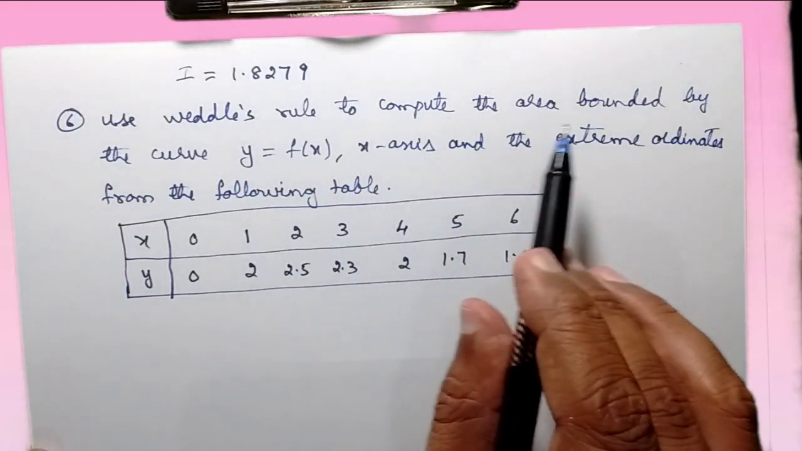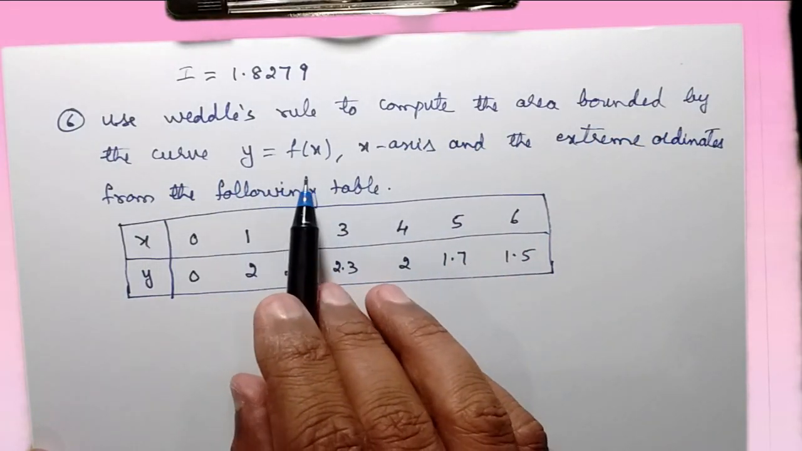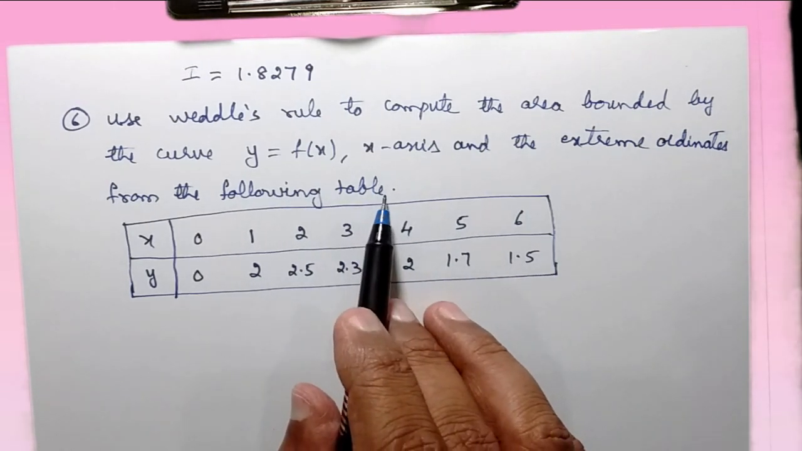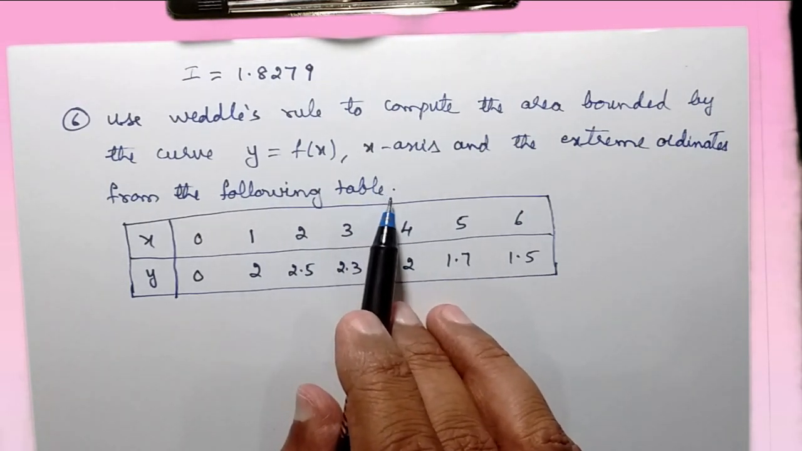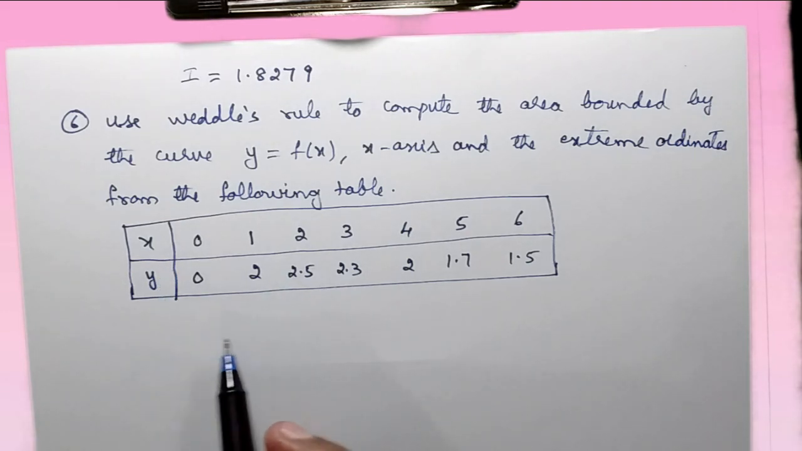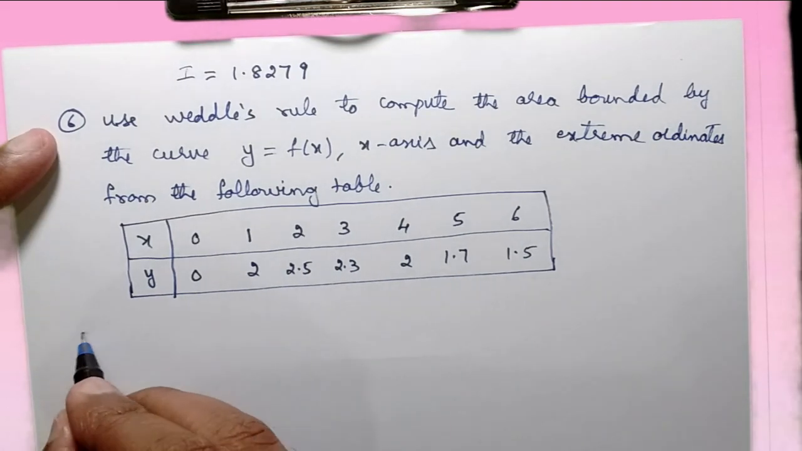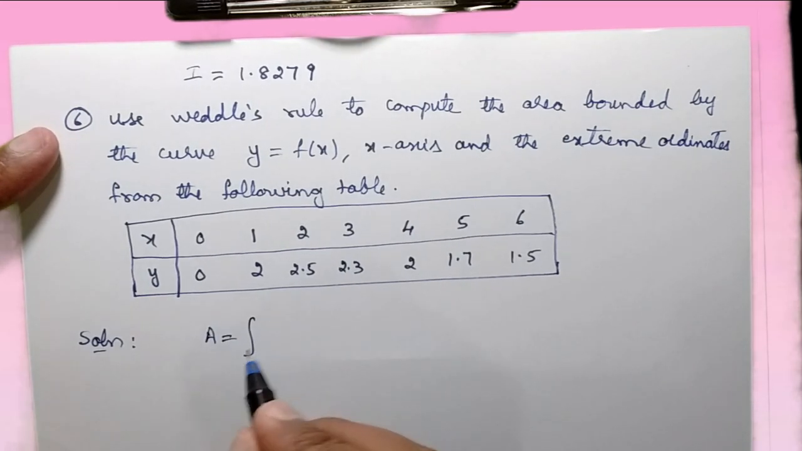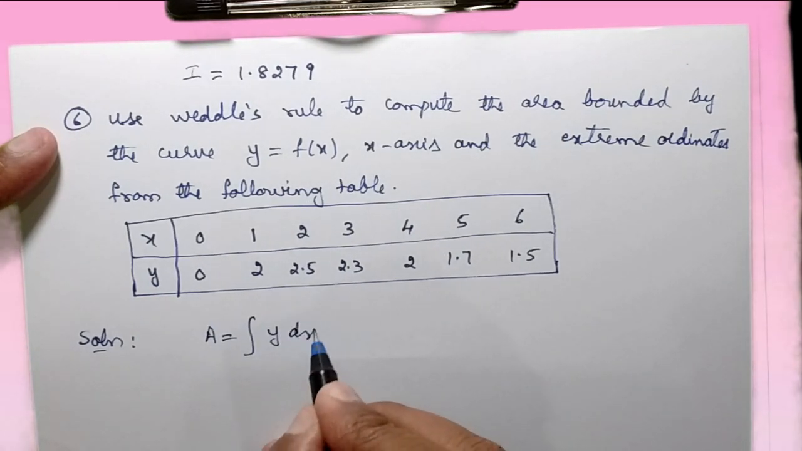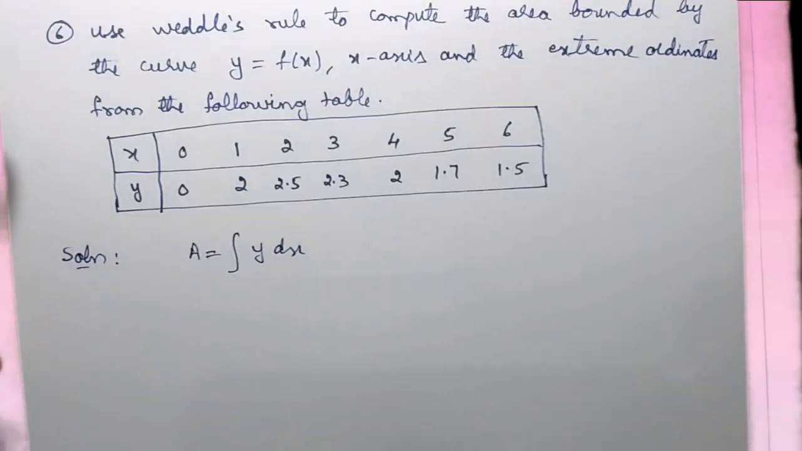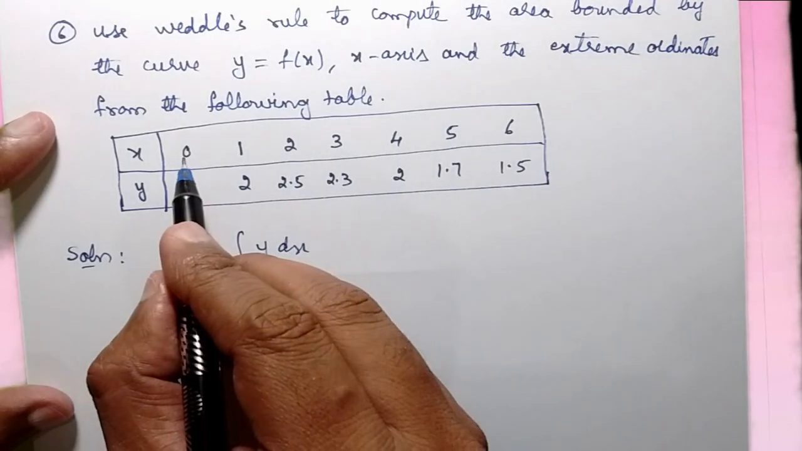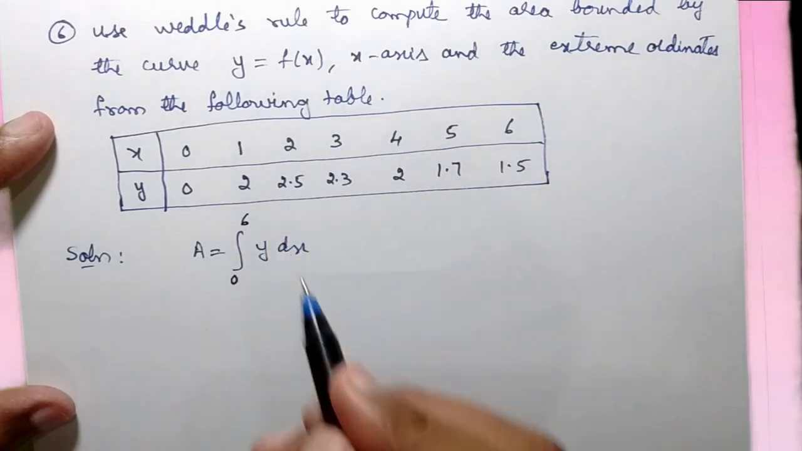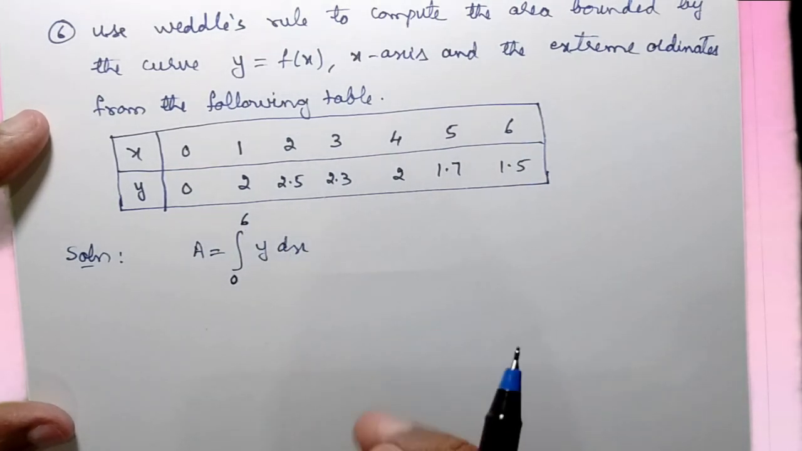Use Weddle's rule to compute the area bounded by the curve y is equals to f of x, x-axis and the extreme ordinate from the following table. So these are the values of x and y. So what is he asking us? He is asking us to evaluate the area. So the area can be written as integral of y times of dx. So this will represent the area. And what are the limit values of x? X is starting from 0 and ending at 6. So this is what I need to evaluate.